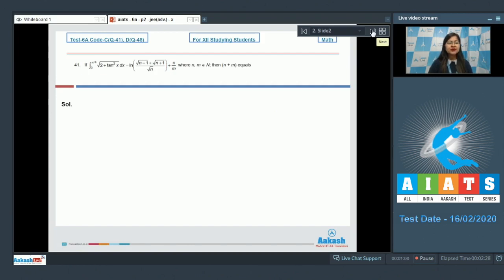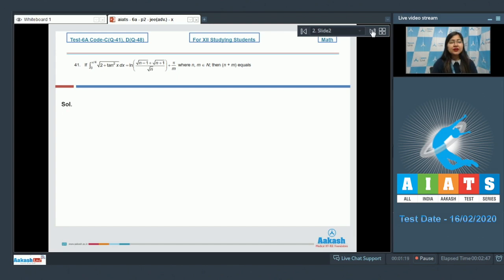Let's start with section 1, that is integer type questions. Question number 41 says that if the integral from 0 to pi by 4 of square root of 2 plus tan square x dx is equal to ln of (square root n minus 1 plus square root n plus 1) divided by square root n, plus pi by m, we have to find m plus n.